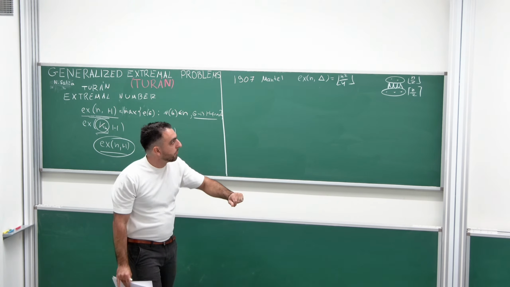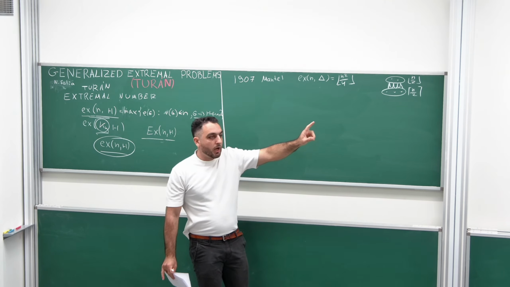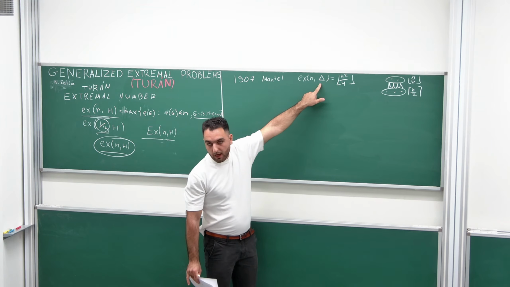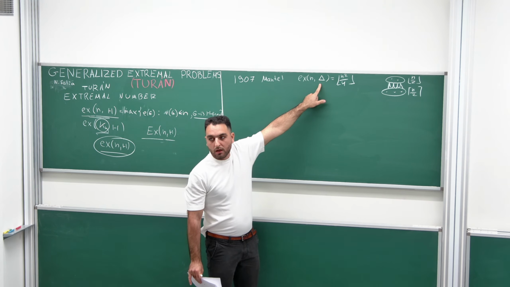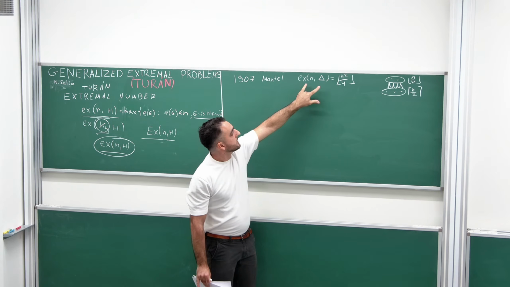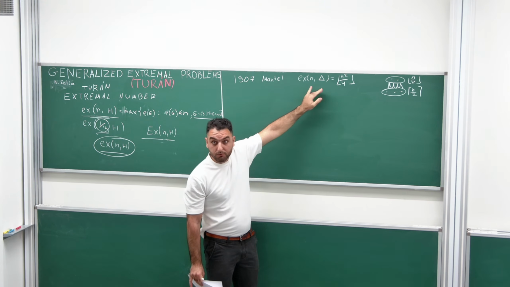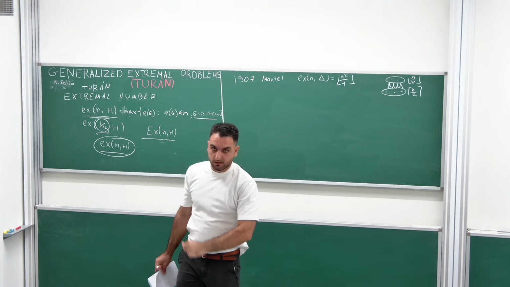So the first observation is that just forbidding a triangle gives the same extremal number as forbidding all of the odd cycles.